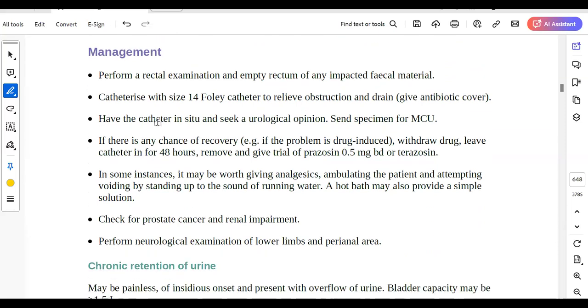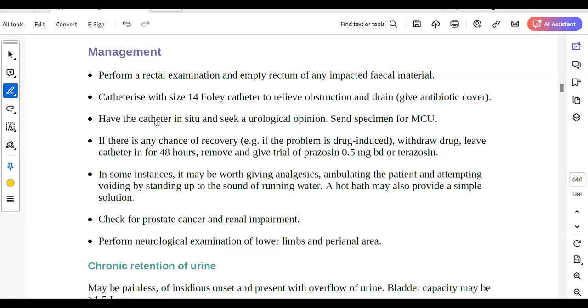Now, how to manage a patient who you suspect could have retention of urine? The first thing that you can do is, if you have a bladder scan, in hospital you will get a bladder scan everywhere. So a bedside bladder scan. First of all, you can confirm the retention of urine by doing a bladder scan.